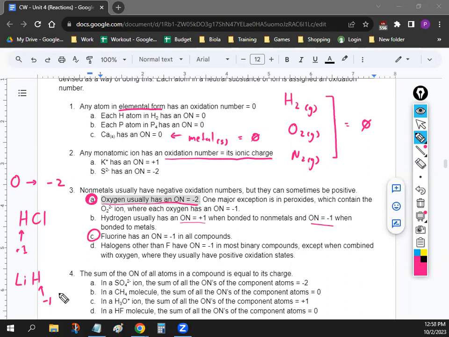Okay, you guys ready to move on? So fluorine is always -1. All right, now the next one for 3D, it's going to be about halogens.